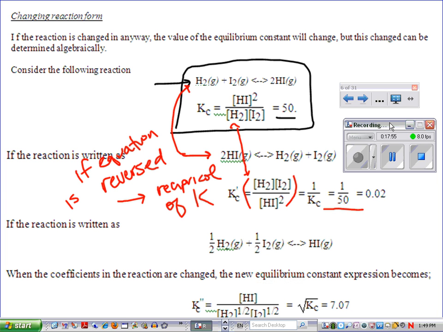Understand that? We don't negative it. We don't, like in thermo, where we would have changed the sign. We don't negate it. We actually flip it.